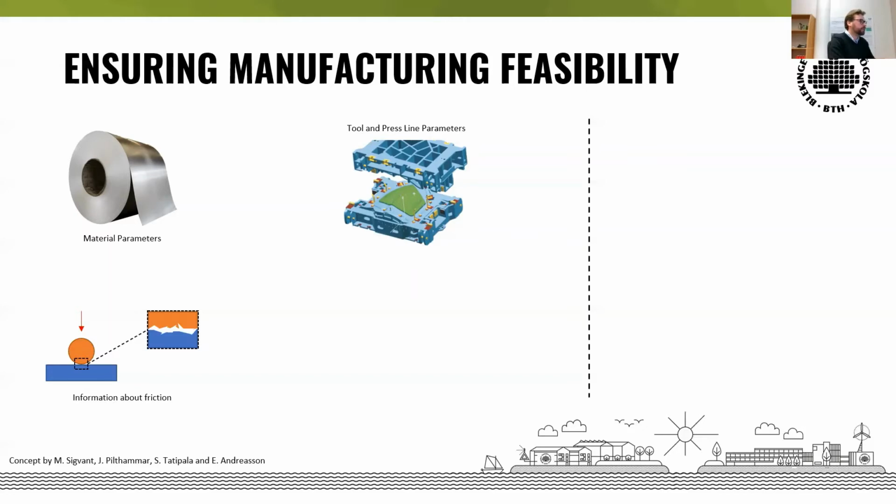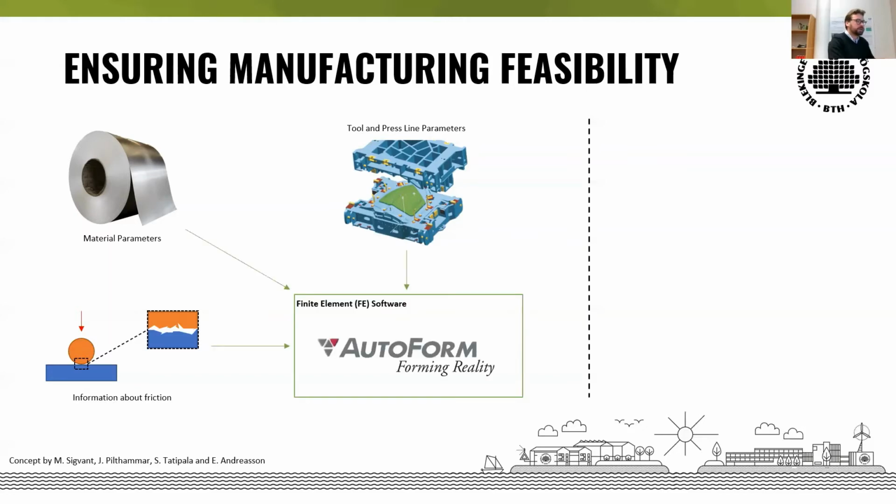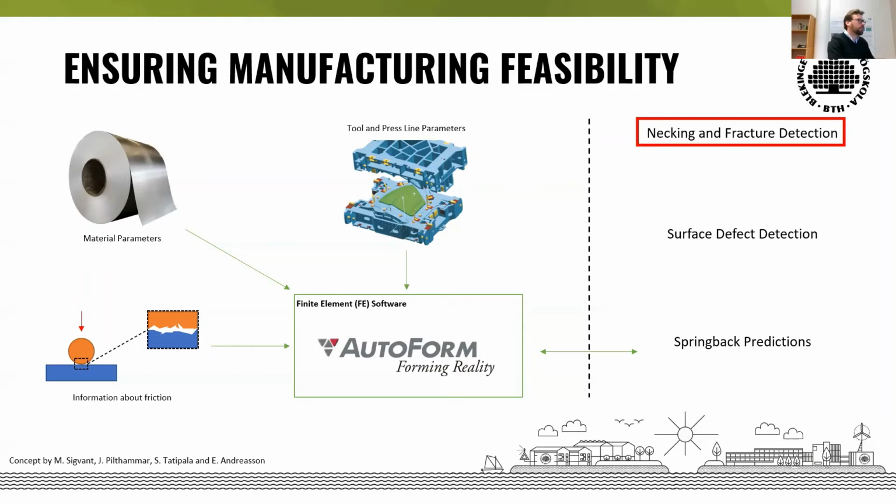All of this we feed into a finite element software. In this case, I use AUTOFORM. And what we get out of that is knowledge about necking and fracture on the material. We get knowledge about surface defects, if there are any, and we get knowledge about springback, which is when we lift the die and we see a reversal of the material due to its elastic properties. Where I do my core research is in the top part here, when we talk about necking and fracture detection.